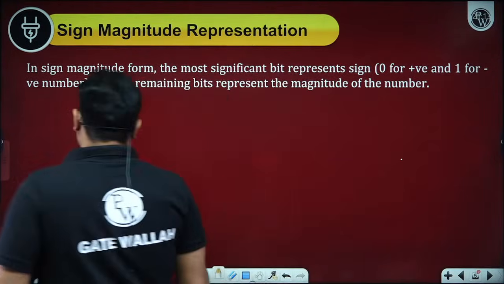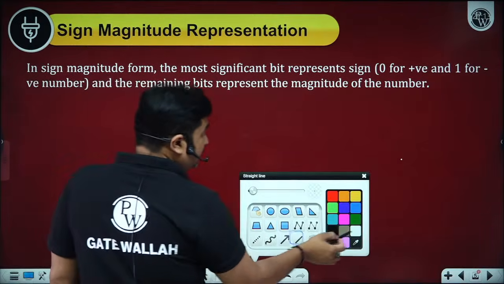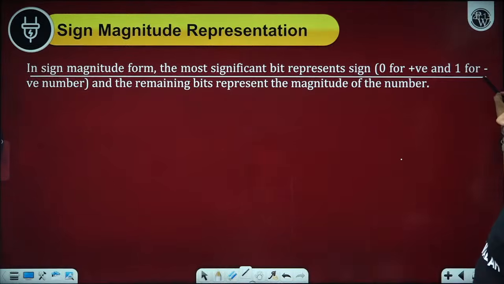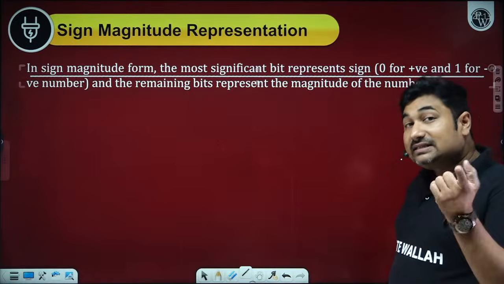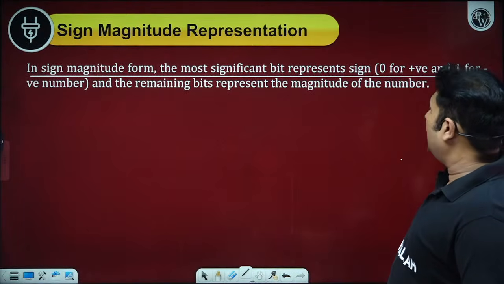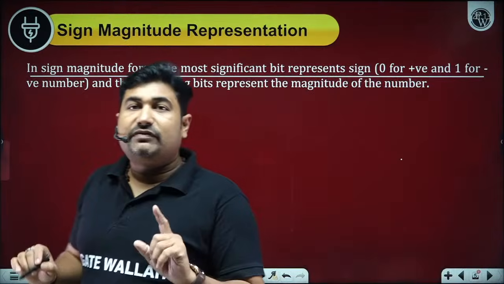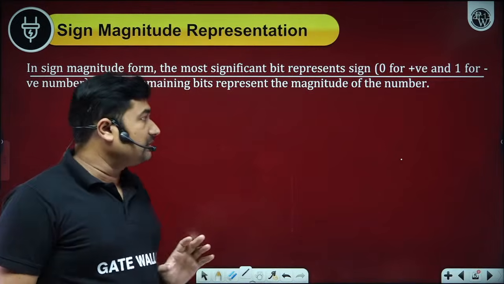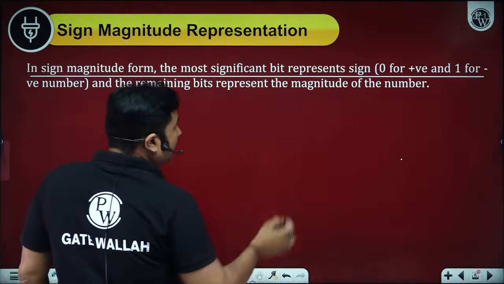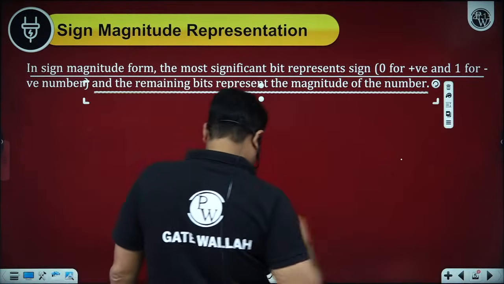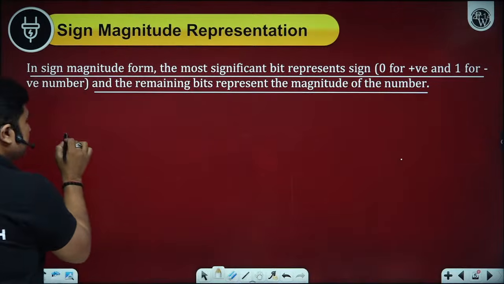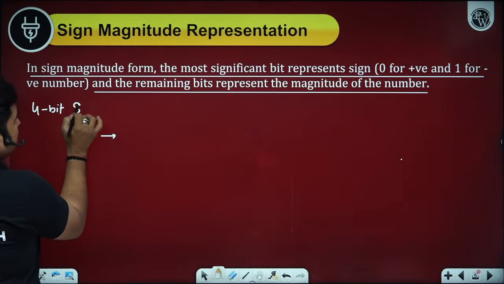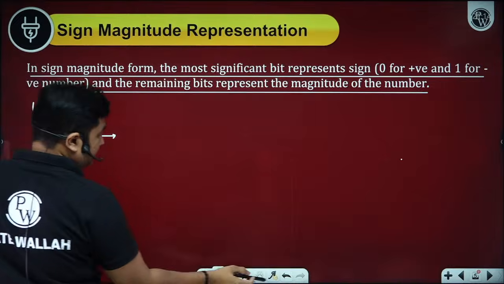Is it okay? Now please observe, in sign magnitude representation form, the most significant bit represents the sign. The sign is positive for 0 and negative for 1. If the most significant bit is 1, it is representing a negative number. If the most significant bit is 0, it is representing a positive number. And the remaining bits represent the magnitude of the number. For a moment, suppose we want to represent plus 5 in 4-bit. So let's have a 4-bit sign magnitude representation.